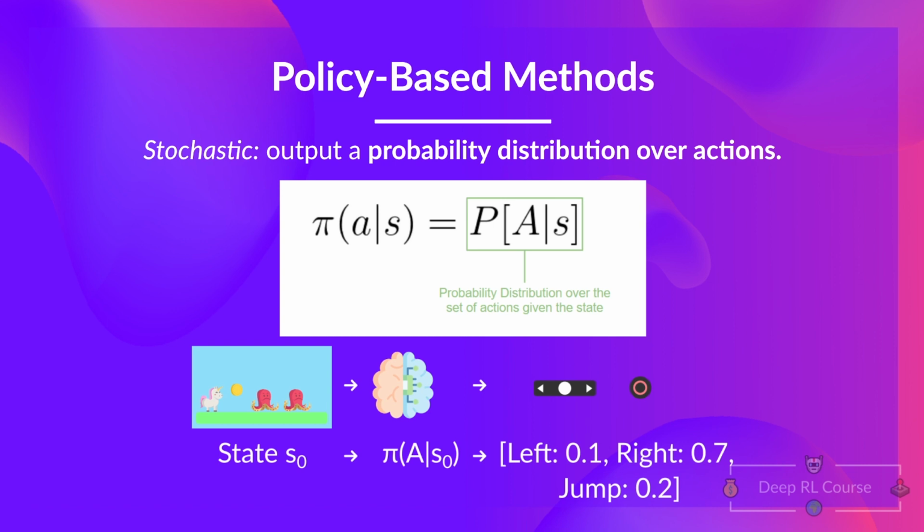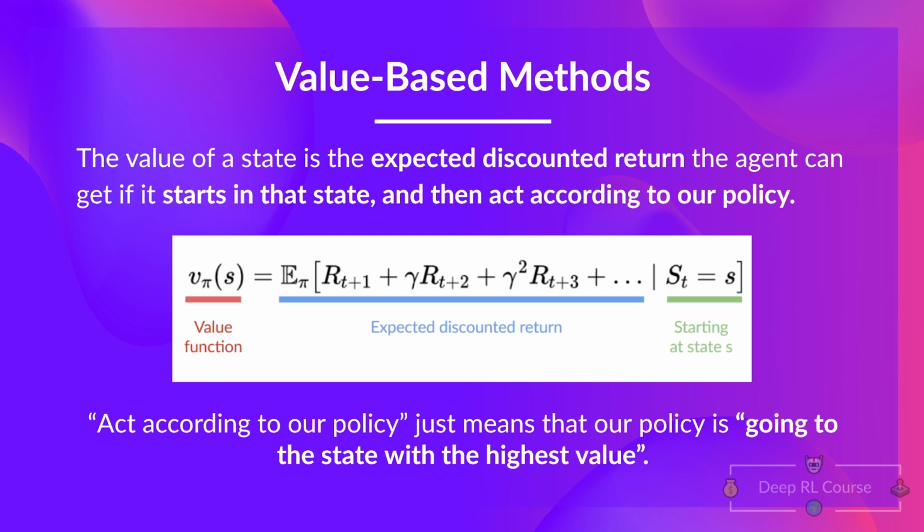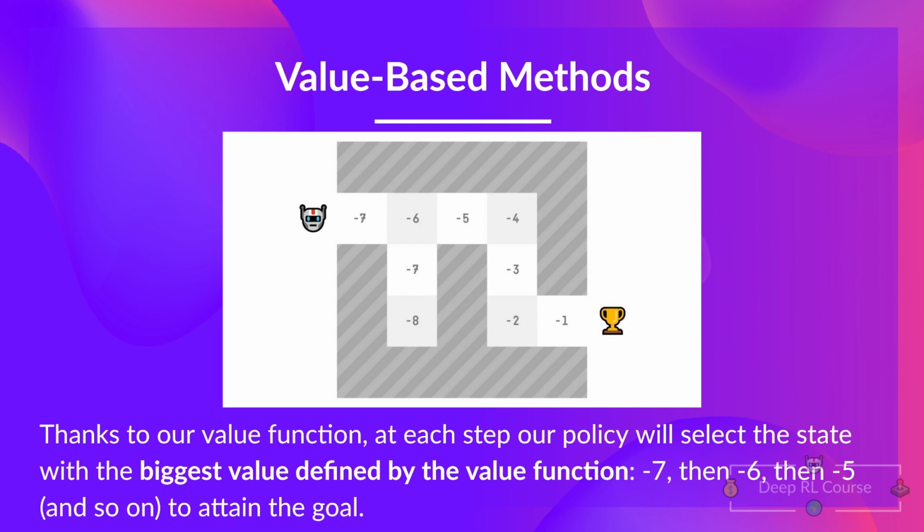Now, in value-based methods, instead of training a policy function, we train a value function that maps a state to the expected value of being at that state. In fact, the value of a state is the expected discounted return an agent can get if it starts at that state, and then acts according to our policy. So what does acting according to our policy mean here? It just means that our policy will be going to the state with the highest value. To better understand, let's take again this example. What we see here is that our value function defines a value for each possible state.